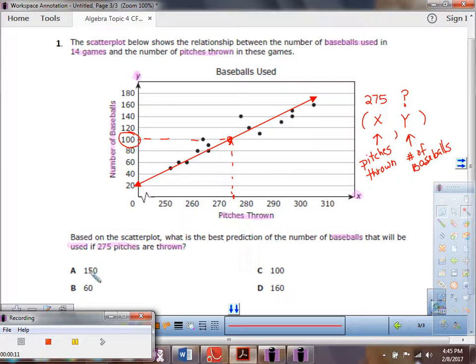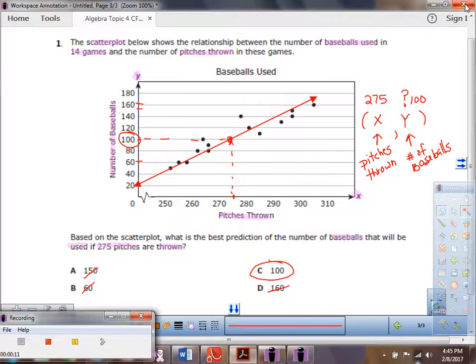So if you look at A is 150, that's up here. So that's way off. So mark out A. B is 60, that's too low. C, there it is, 100, perfect. And then D, 160, that's way up here, that's too high. So the best choice would be C. So 275 pitches thrown, they're going to use 100 baseballs.